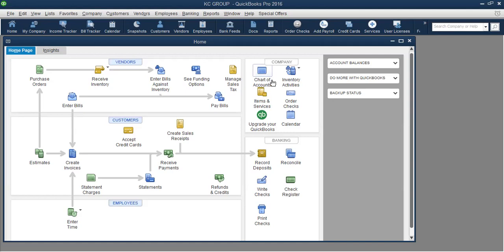The reason why we need to be careful with these charts of accounts is that we need to make sure that at least we are setting up these accounts correctly. Even though we are not going to be setting up accounts here, we shall look at setting up accounts in the chart of accounts, which we shall have a video detailing. But we just have to know that charts of accounts are located in the company section of our homepage.